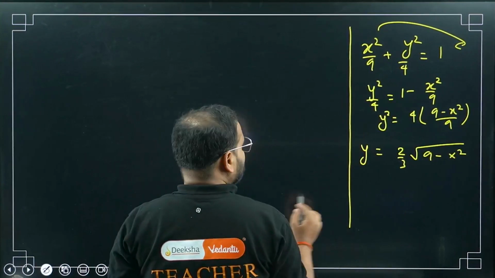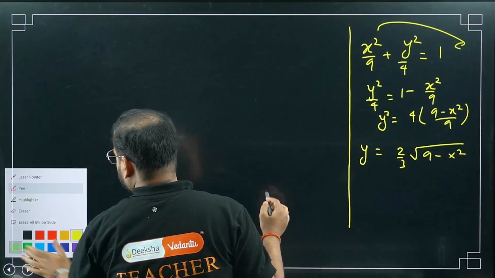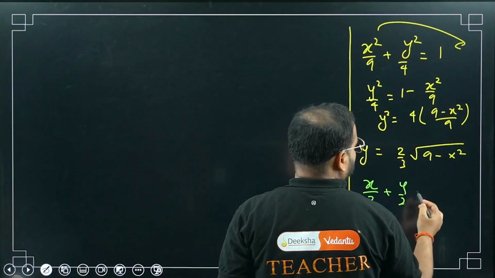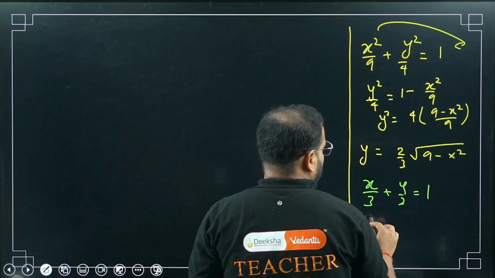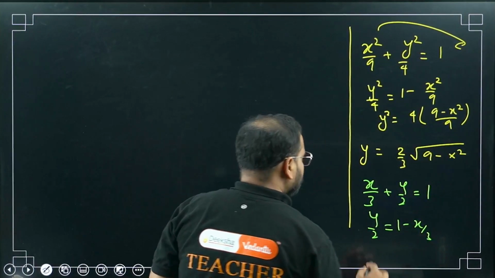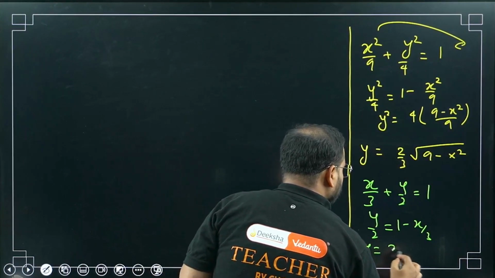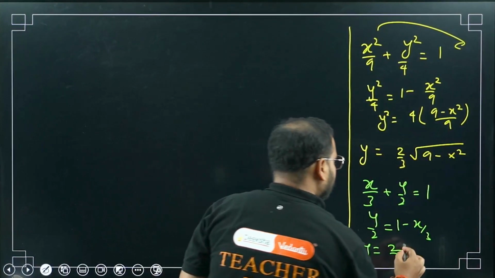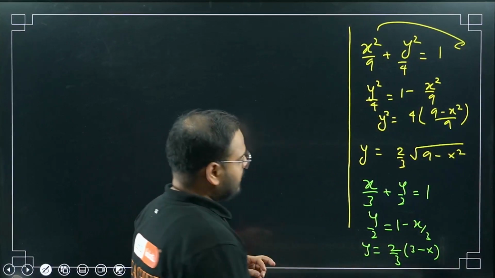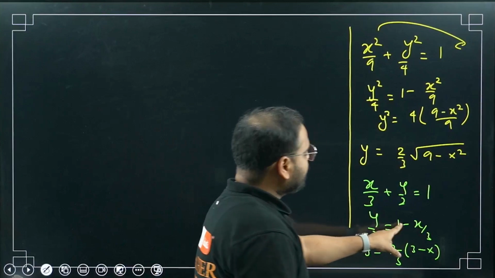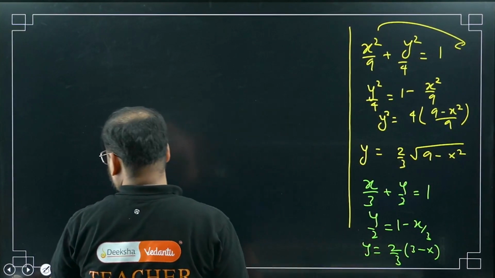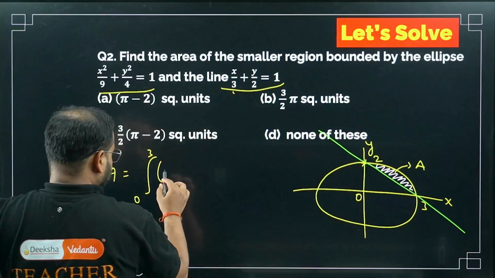Okay, and same way for the line that we have, x by 3 plus y by 2 equals to 1. I'll get y by 2 equals to 1 minus x by 3. So I get y equals to 2 by 3 times 3 minus x. Yes, after taking LCM it will become 3 minus x. 3 will come in the denominator of the whole thing. So 2 by 3 will come, we'll get. So now I'll use it over here.